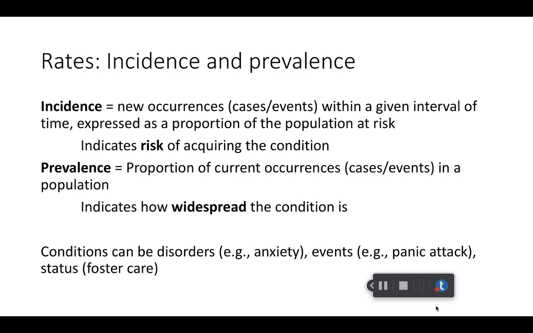Prevalence, on the other hand, is an expression of the proportion of current occurrences, cases or events, in a population. So it indicates how widespread the condition is at a point in time. And for both incidence and prevalence, again, conditions could be disorders, for example, anxiety disorders, or events, the occurrence of a panic attack, for example, or a status, placement in foster care, as an example.